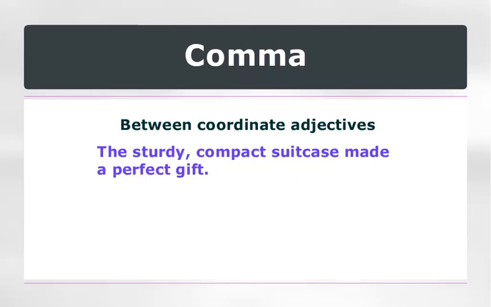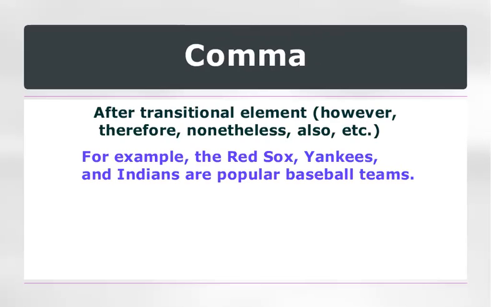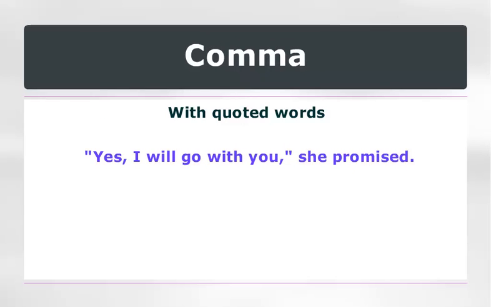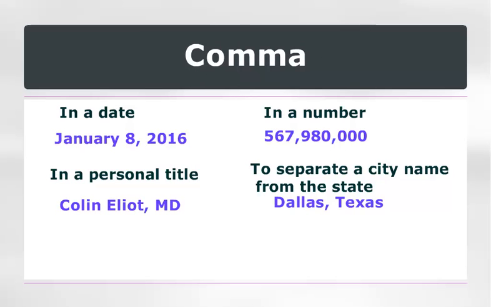A comma can be used between coordinate adjectives. The sturdy, compact suitcase made a perfect gift. A comma is also used after a transitional element like however, therefore, nonetheless, or for example. For example, the Red Sox, Yankees, and Indians are popular baseball teams. You also use a comma with quoted words. "Yes, I will go with you," she promised. And of course you use a comma in a date, in a number, in a personal title, and to separate a city from the state.